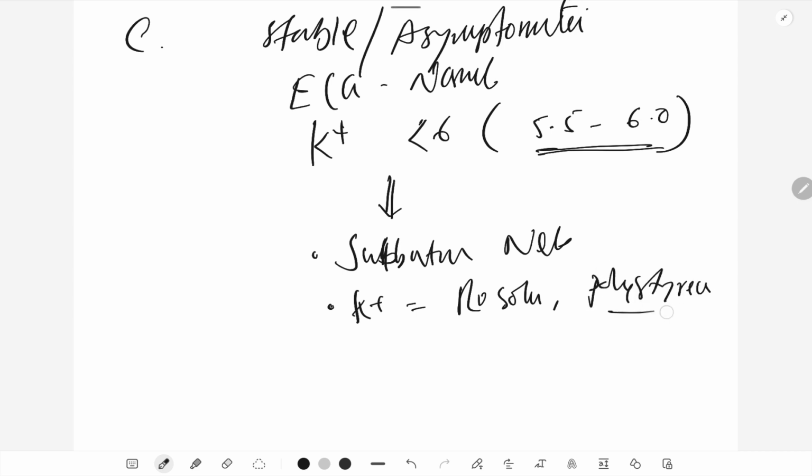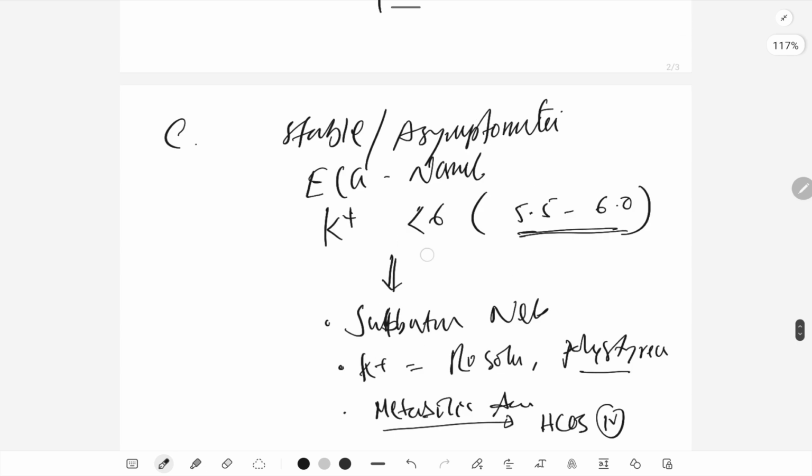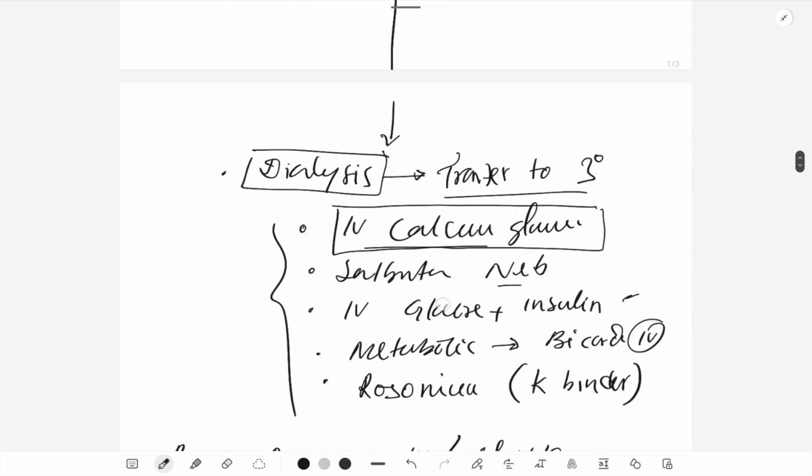And of course, as already mentioned, if metabolic acidosis is present, metabolic acidosis can be present in mild, moderate, or severe hyperkalemia. In any degree of hyperkalemia, metabolic acidosis can be present. So if metabolic acidosis is present, you can go for IV bicarbonate. So this is all regarding management of hyperkalemia.